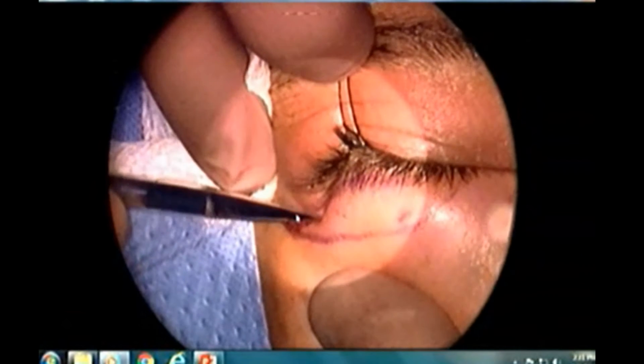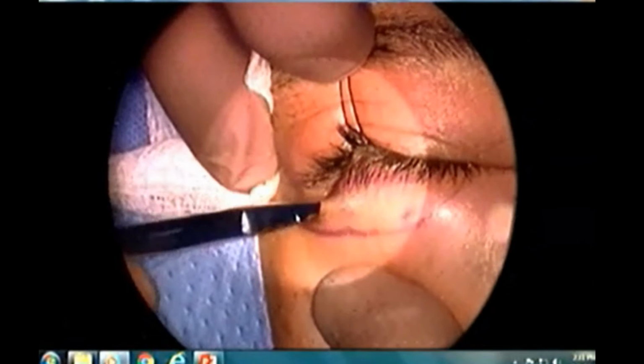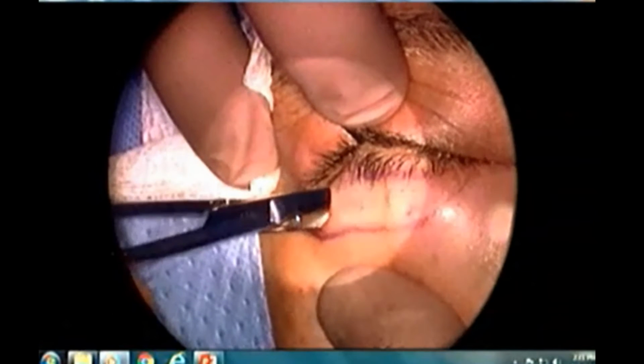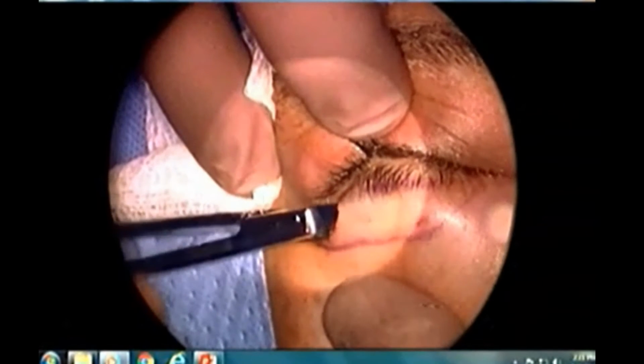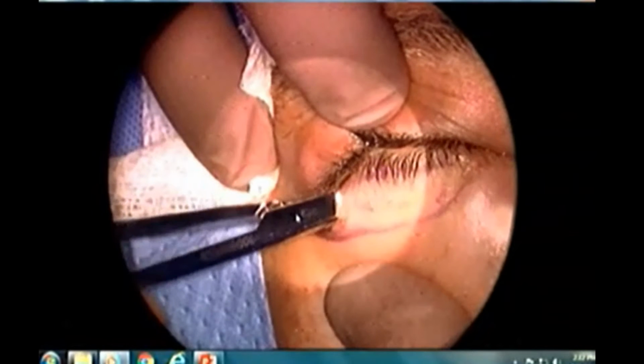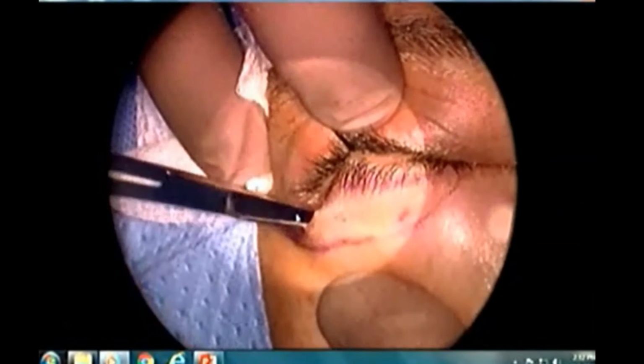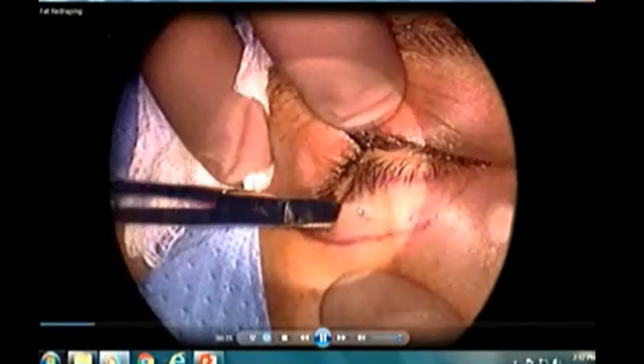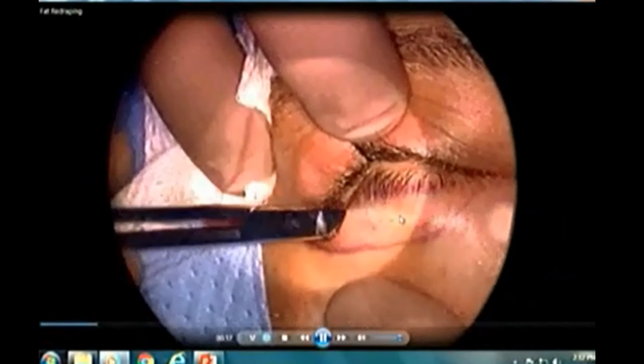Then I use an iris scissor. I dissect between the skin and the orbicularis muscle, with the aim of keeping the orbicularis in front of the tarsus preserved, because of the theoretical advantage of preventing lower lid ectropion later on. So I dissect between the skin and the orbicularis muscle here.